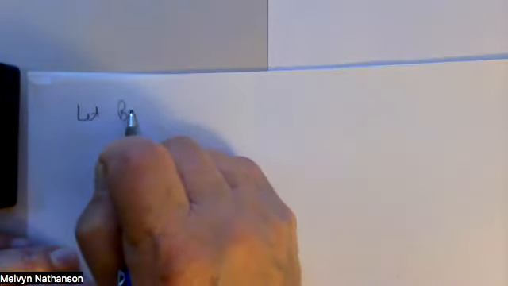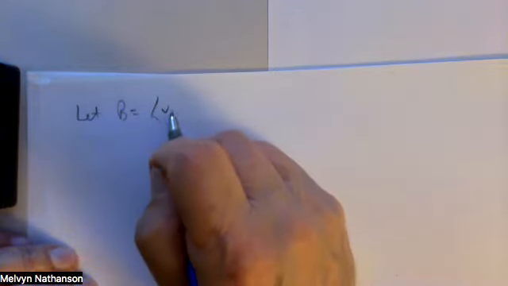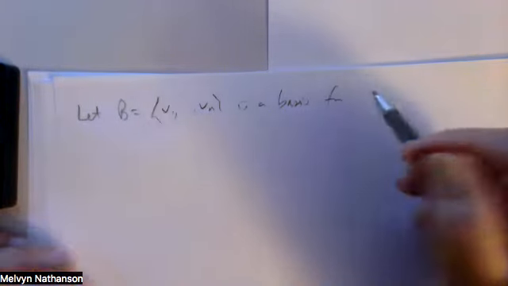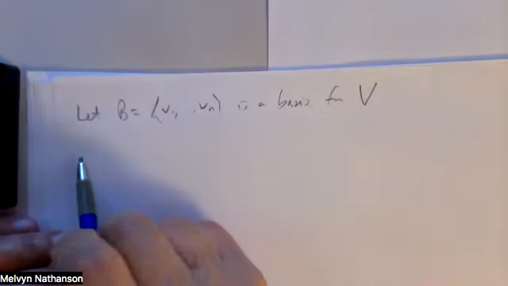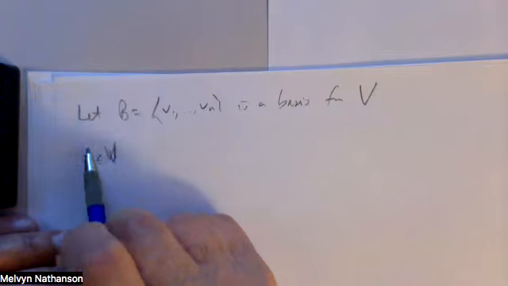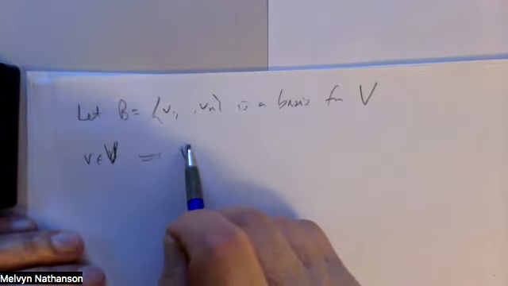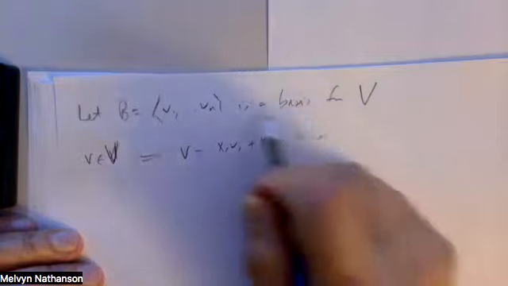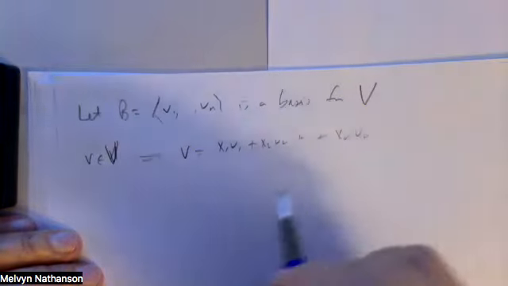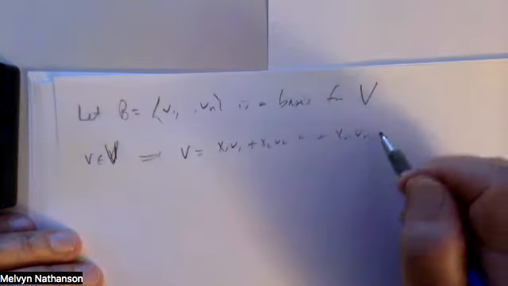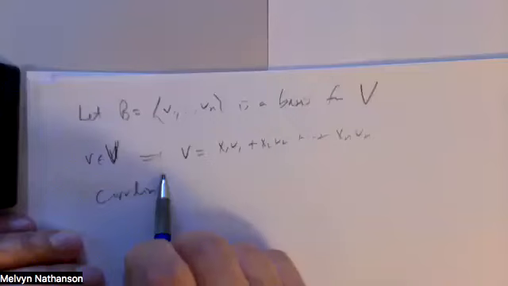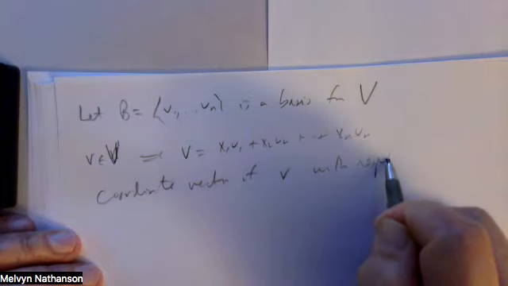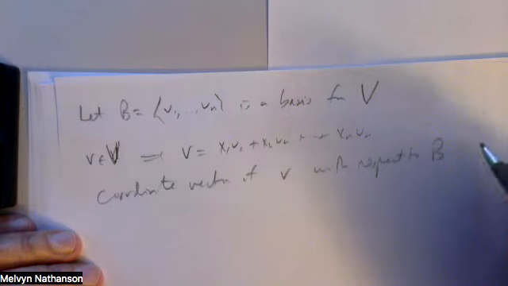Suppose that B, say v1 up to vn, is a basis for vector space V. So if I take any vector v in V, I can write v uniquely as some linear combination of the basis vectors. And these x's are unique, and I can define the coordinate vector of v with respect to the basis B.